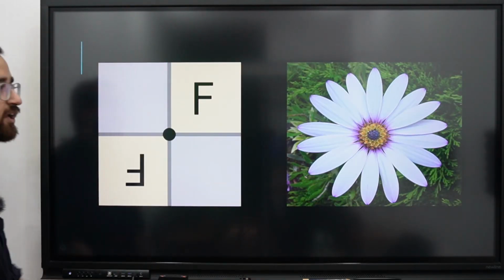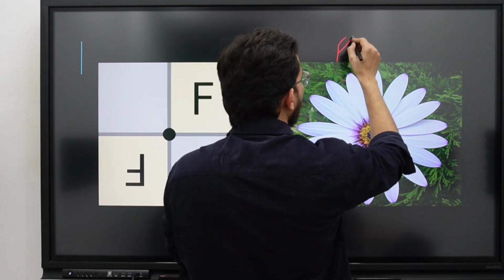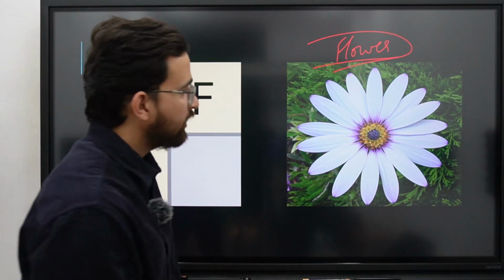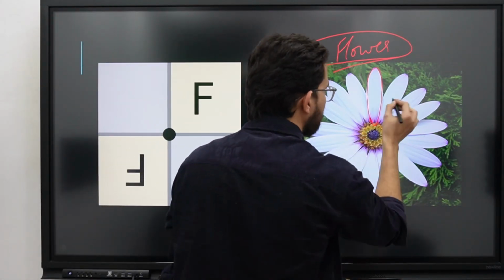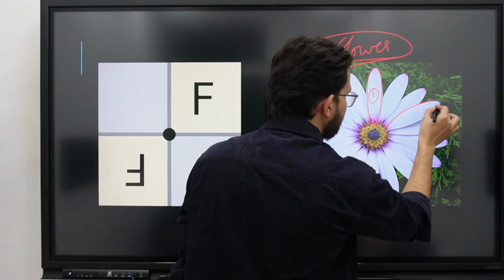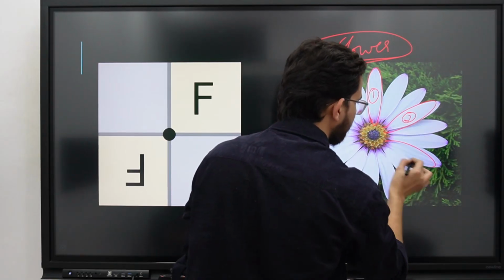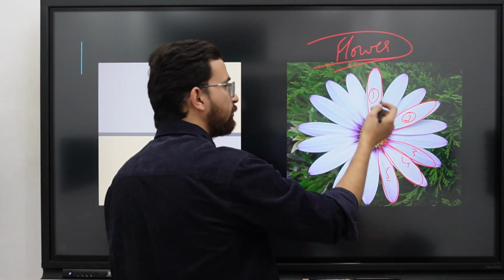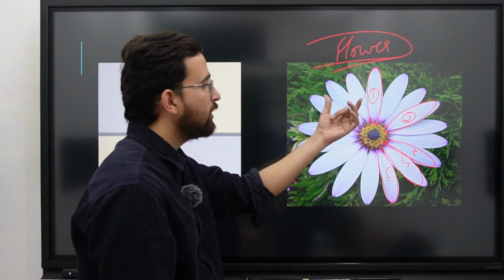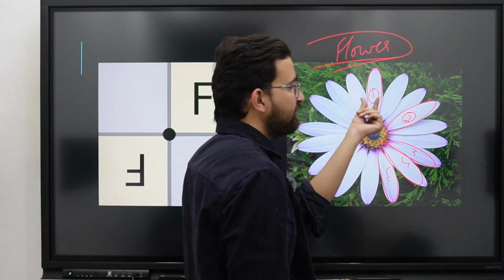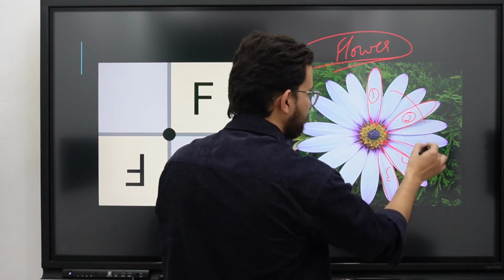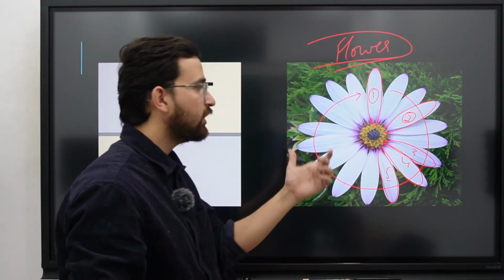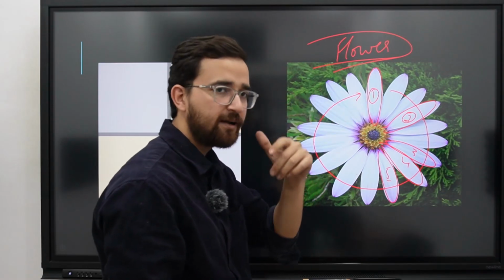Let us look at this example. If we take this flower, can you see any kind of symmetry in this flower? If you take this petal, this petal has multiple copies. Each and every petal that you see is a good copy of the first petal that we see. So all these petals are copies of the initial petal we see.